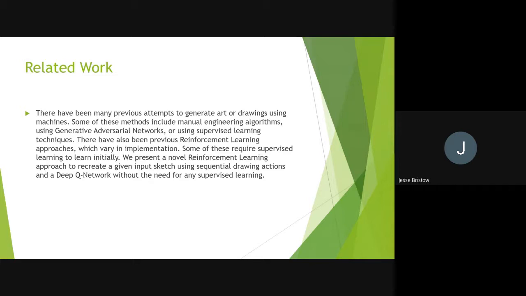There have been many previous attempts to generate art or drawings using machines. Some of these methods included manual engineering algorithms, which are algorithms that don't really require any prior learning. There have also been methods such as the use of generative adversarial networks or supervised learning techniques. There have also been previous reinforcement learning approaches which vary in implementation. Some of these require supervised learning to learn initially, though.